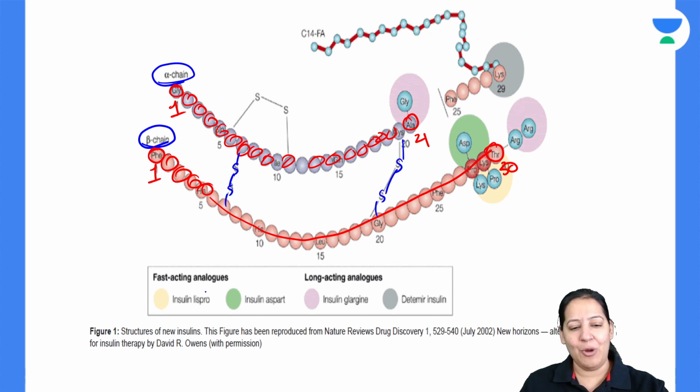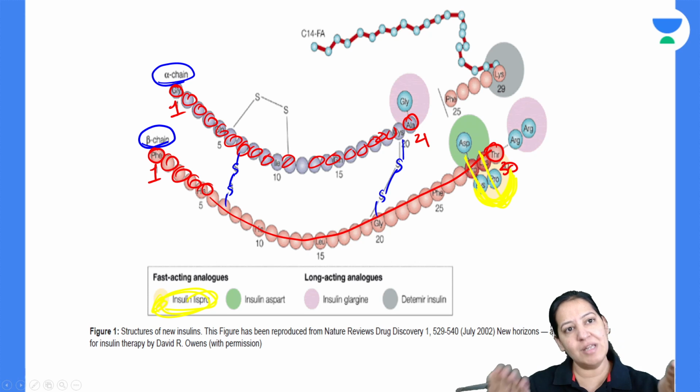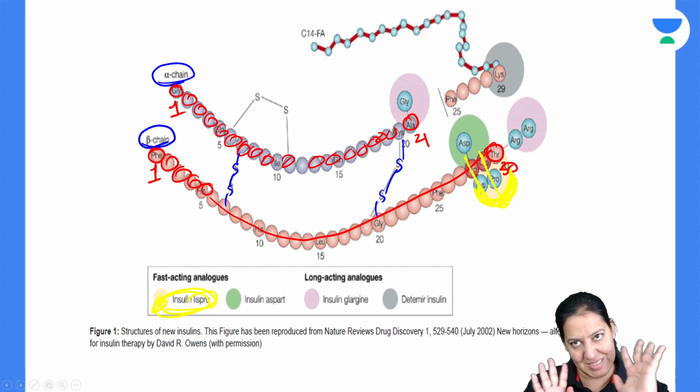Okay. So see the yellow color. Can you see? Yellow color is Lispro. यहाँ पे देखो Lispro है. Here is the yellow color. So I am changing beta chain के amino acid number 28 and 29. 28 or 29 पे I am doing some changes. So normal human insulin will get converted into Lispro. I will say what is the change.